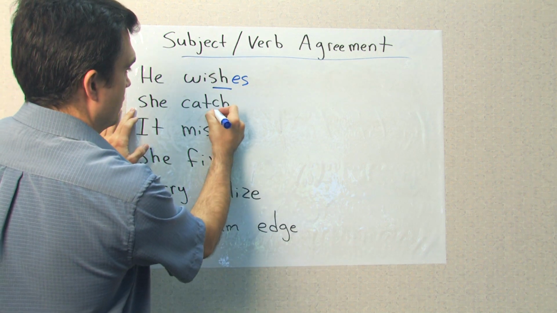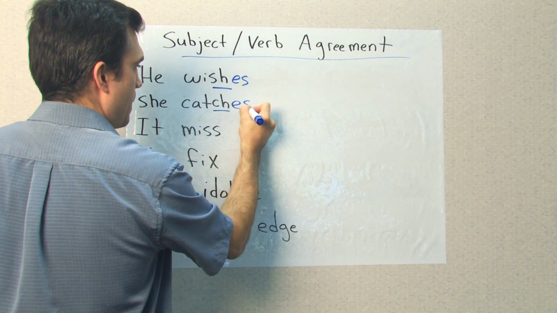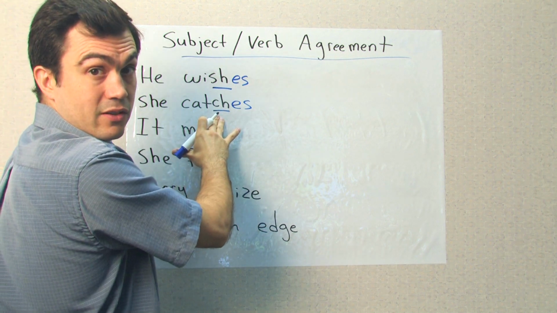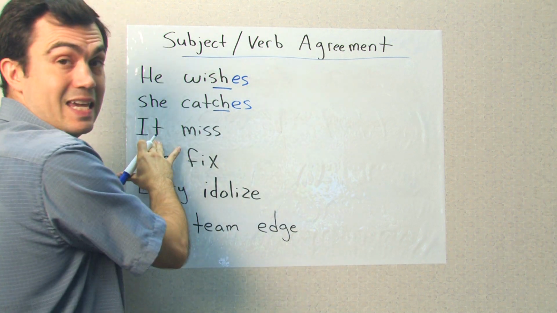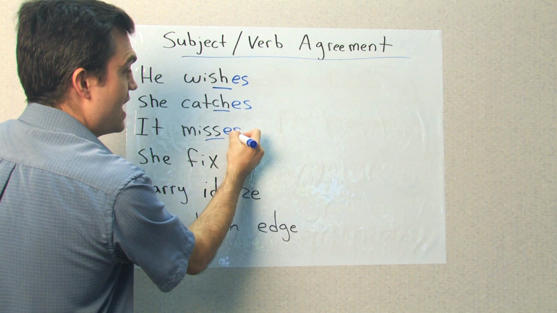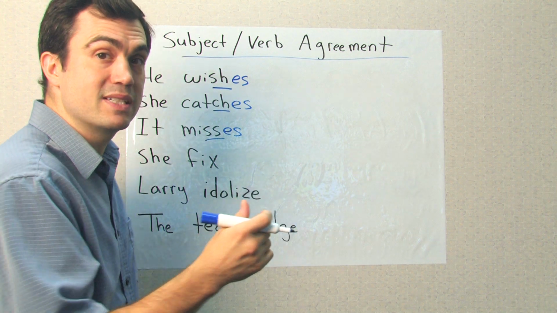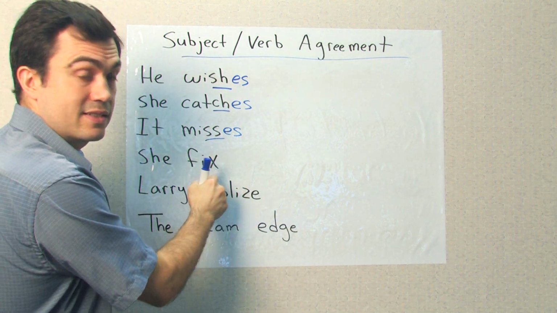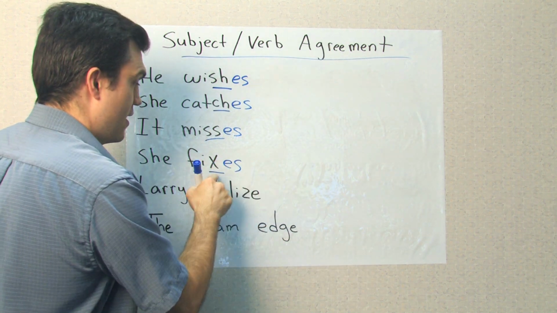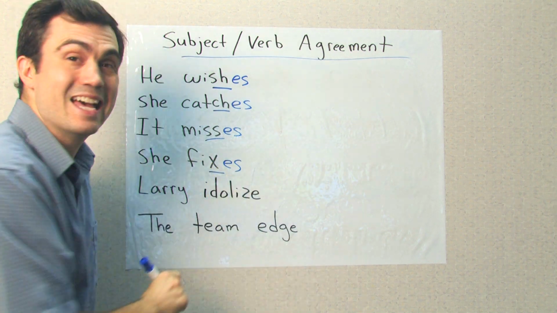She catch. Ch, she catches. These are all singular, right? Singular subject, third person singular, verb, catches. It miss, ss, es in the third person singular. It misses. She fix. No, she fixes. If it ends in an X, third person singular, es, as.